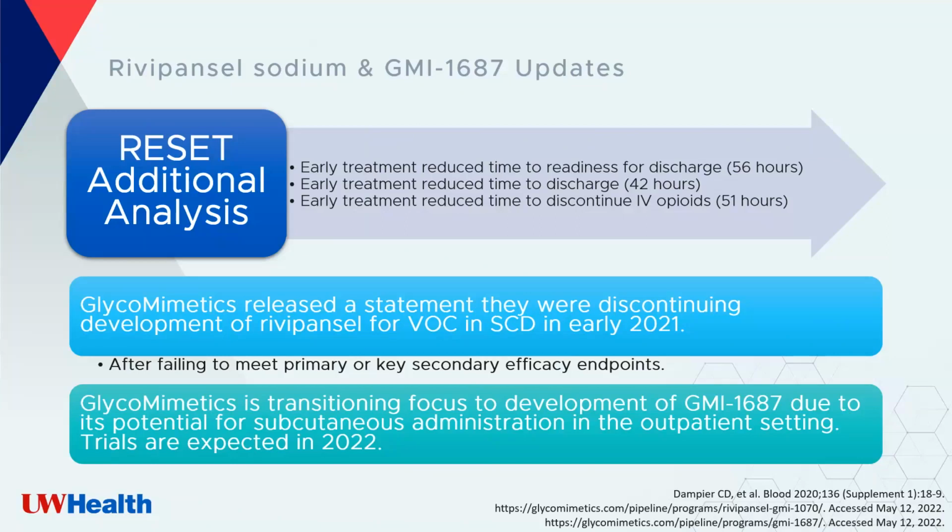So this was a pretty big blow in the sickle cell community, as this is thought to be one of the next groundbreaking therapies. But pending the discontinuation of rivipansel sodium, glycomimetics is transitioning to focus on the development of GMI 1687. As I alluded to earlier, they share a similar mechanism of action. GMI 1687 is a small molecule, and it's due to its potential for subcutaneous administration in an outpatient setting. So trials are expected in 2022 of this year. And so further updates on GMI 1687 are pending.